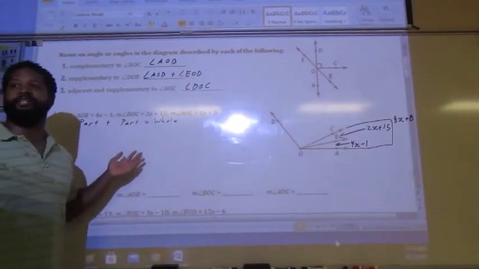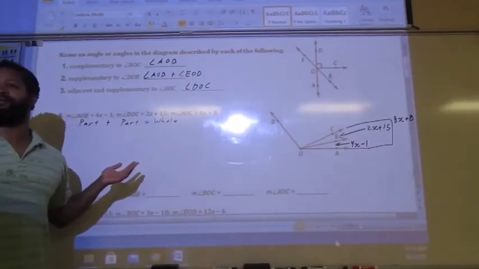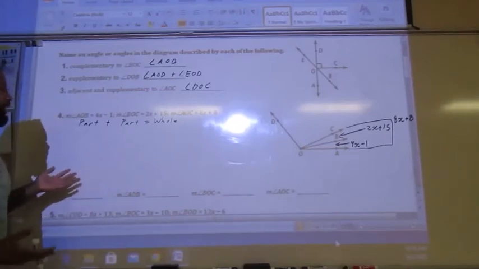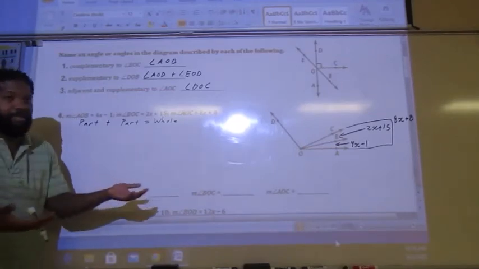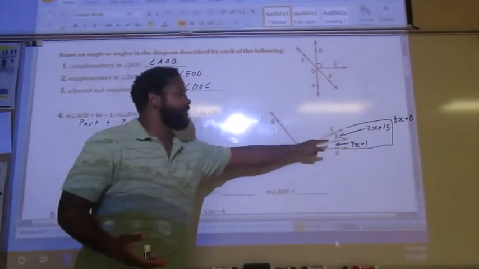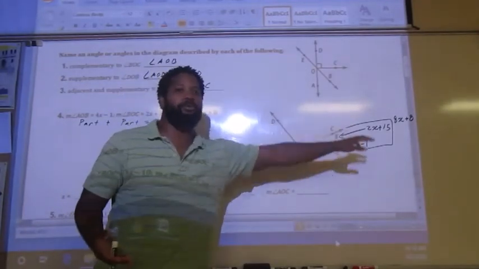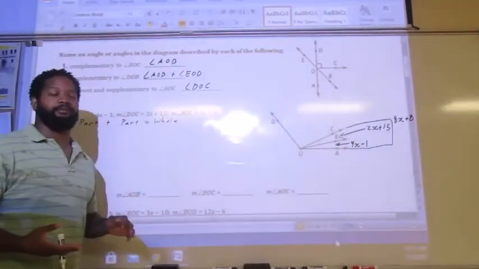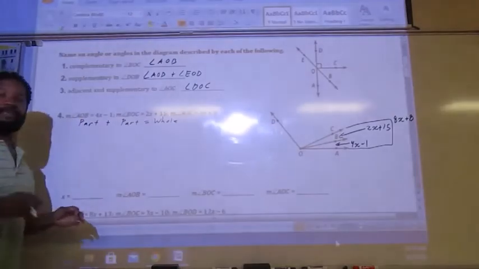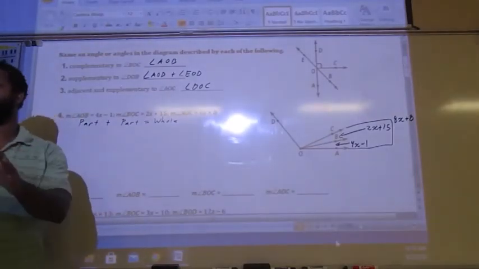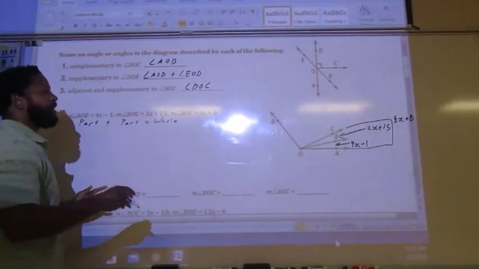Part plus part equals whole. Okay? What does this mean? That means this part plus this part equals the whole thing. Okay? So, this is why the labeling helps. Okay? This is why it helps.